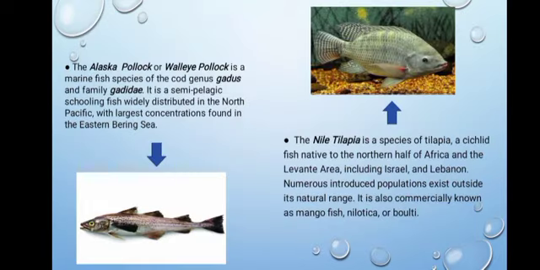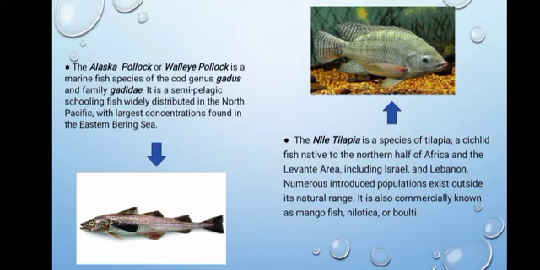Next is the Alaska pollock. Alaska pollock, or walleye pollock, is a marine fish species of the cod genus Gadus and family Gadidae. It is a semi-pelagic schooling fish widely distributed in the North Pacific, with largest concentrations found in the eastern Bering Sea.